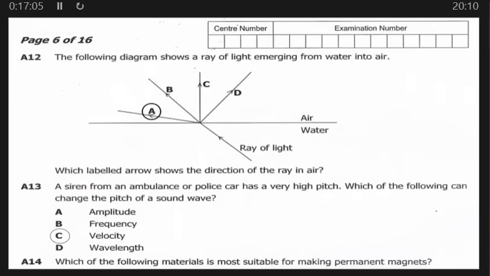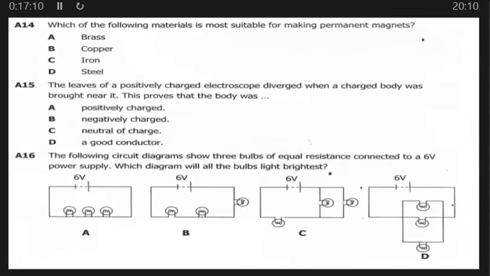So let's go to another question, which is question number 14. Question number 14 reads, which of the following materials is most suitable for making permanent magnets? We have brass, copper, iron, steel.